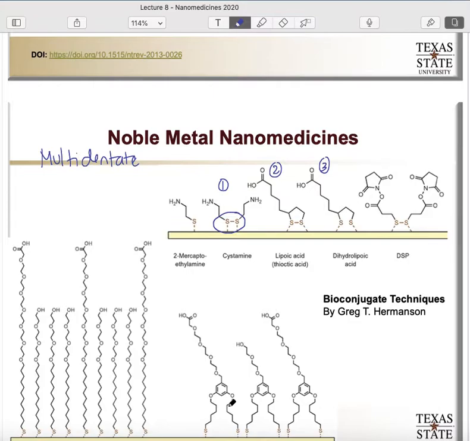At the very bottom here, we have other examples, number 5, 6, and 7, that include linker groups that separate the thiol groups from one another.